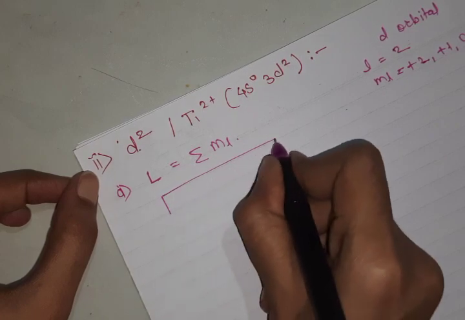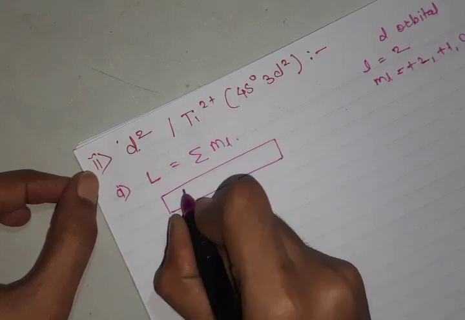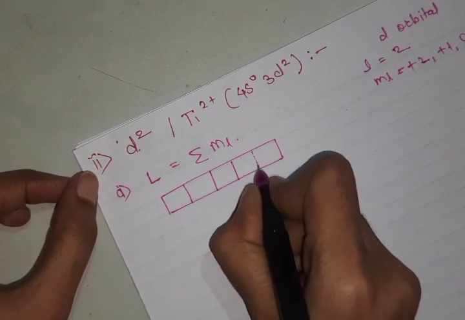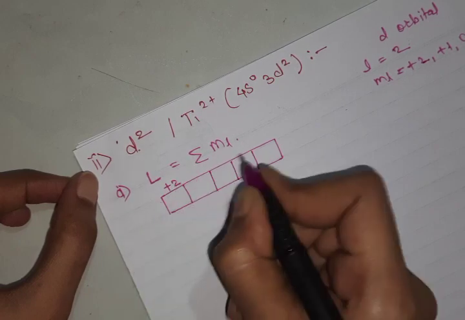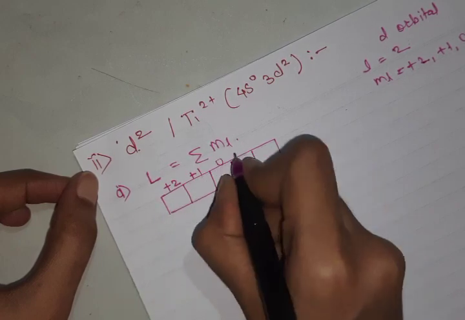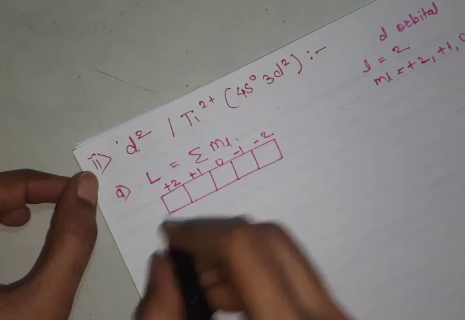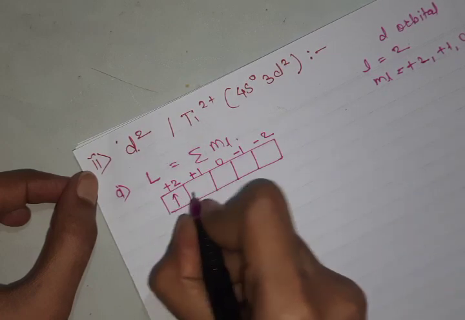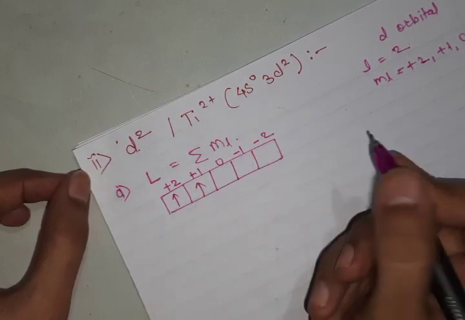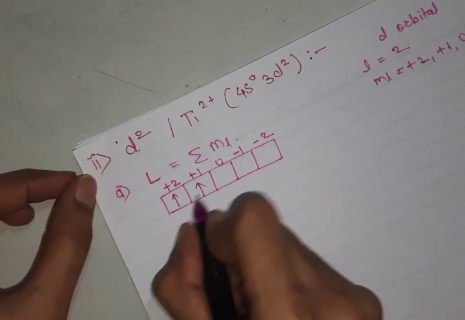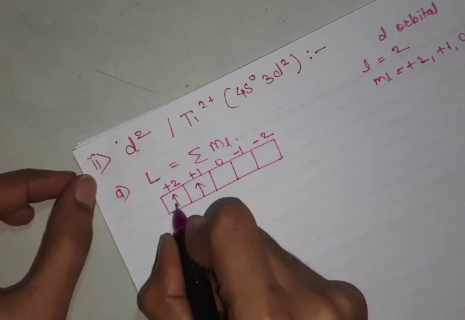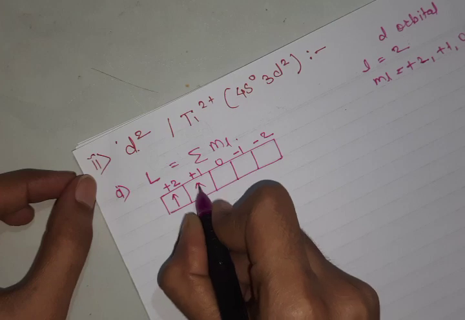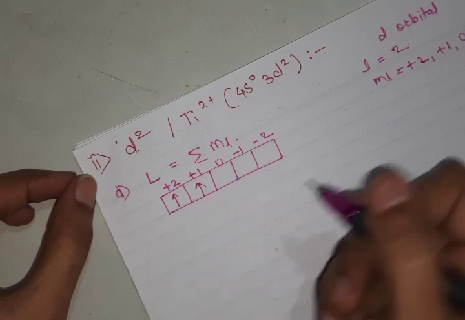So we have to draw 5 d orbitals here. 1, 2, 3, 4. Write down the values +2, +1, 0, -1, -2, and fill the electrons in it. We have only 2 electrons, that's why fill them like this: one electron in the upper direction, the other electron also in the upper direction.